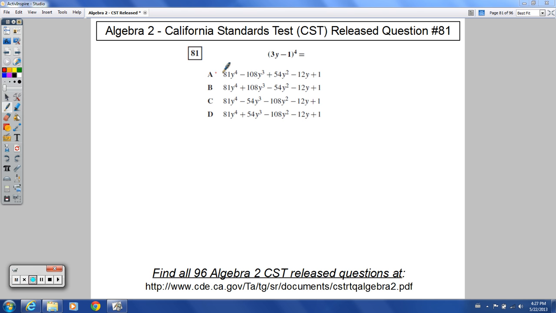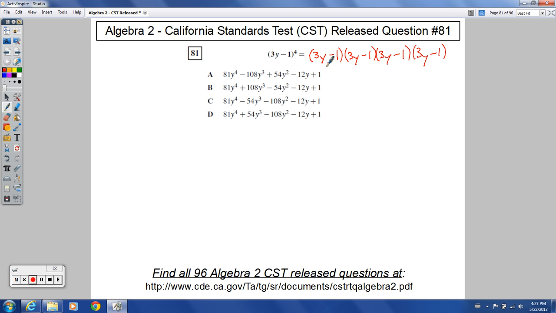Welcome to Algebra 2 CST release question number 81. We are trying to figure out what this is, the quantity 3y minus 1 to the fourth power. So we could think about it this way, 3y minus 1 times itself 4 times. If I said 3 minus 1, I meant 3y minus 1.